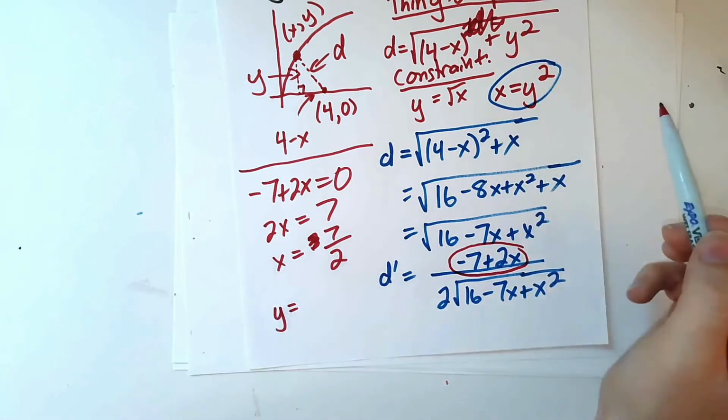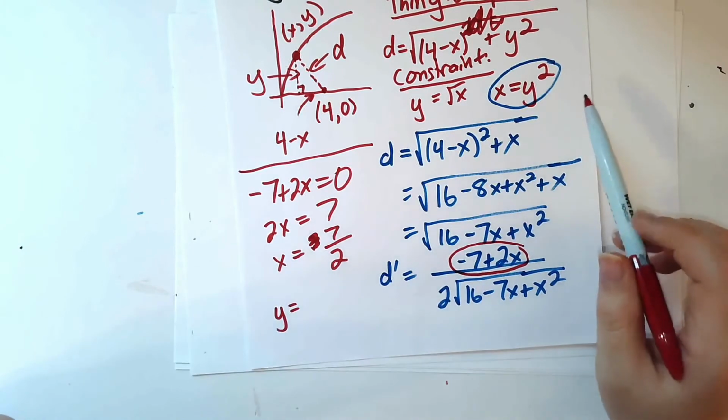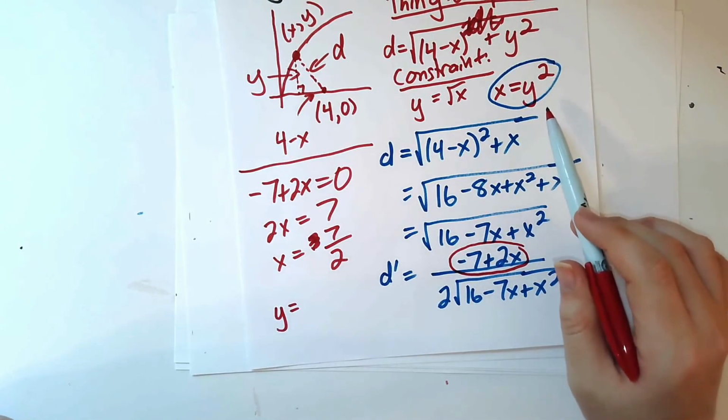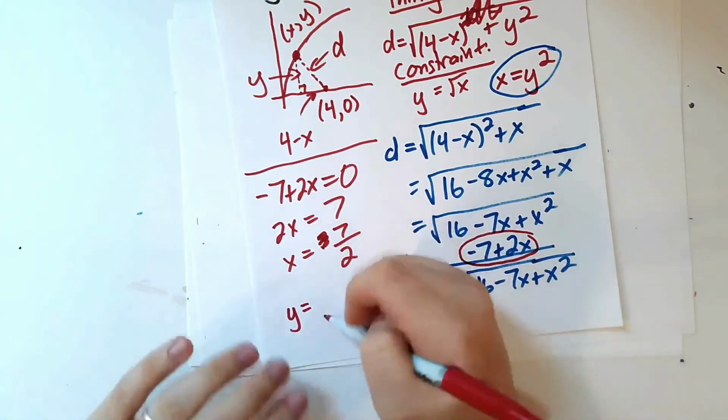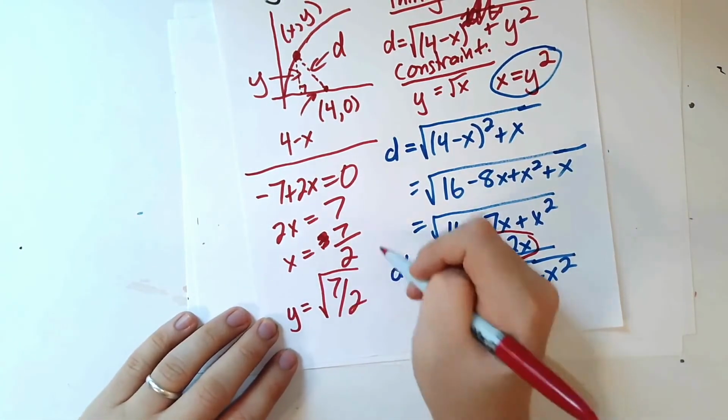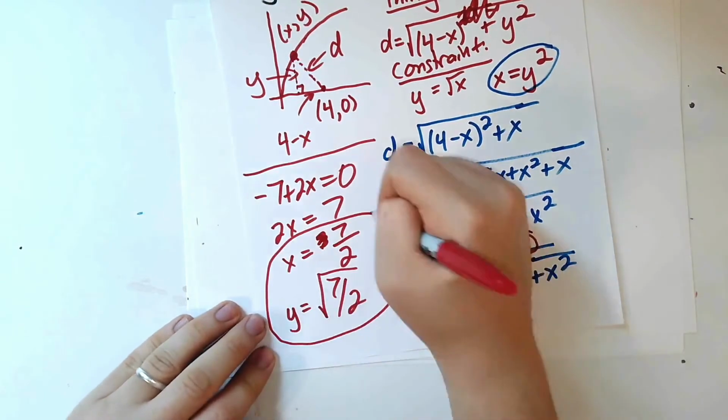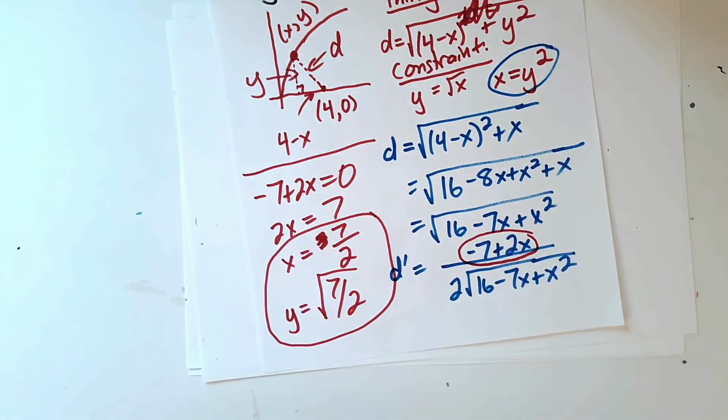And so then we also want the y coordinate, but remember, the x coordinate is the y coordinate squared. So the y coordinate is the square root of the x coordinate, so y here is the square root of 7 halves. Okay, and so that will work out to be our optimum.